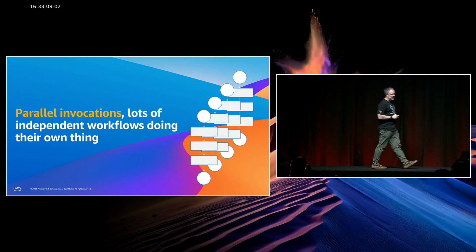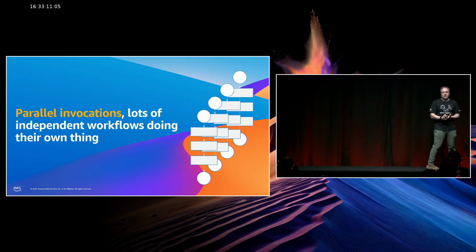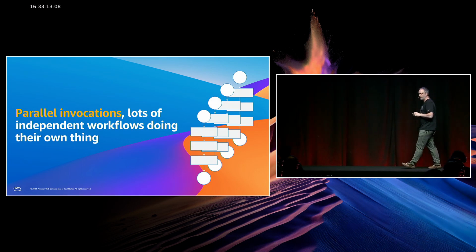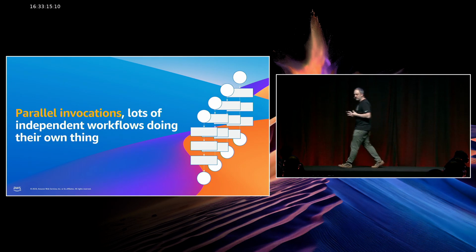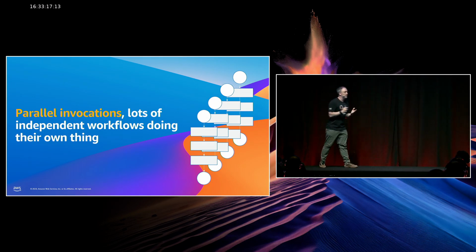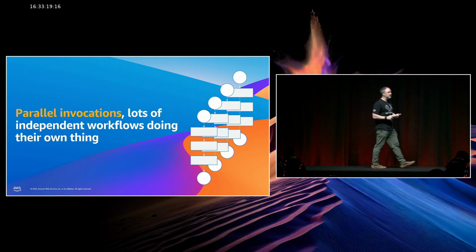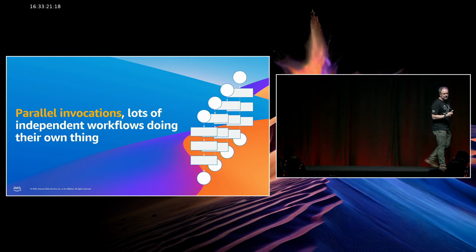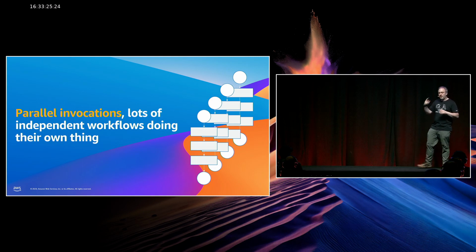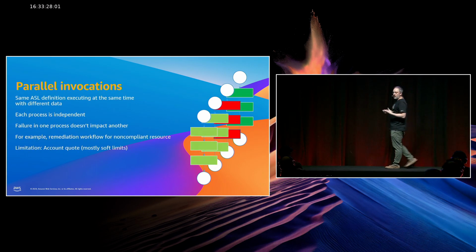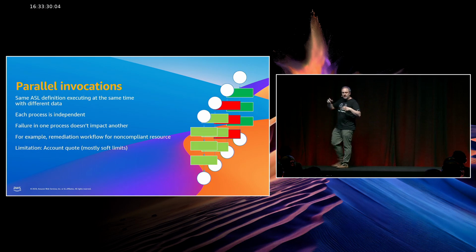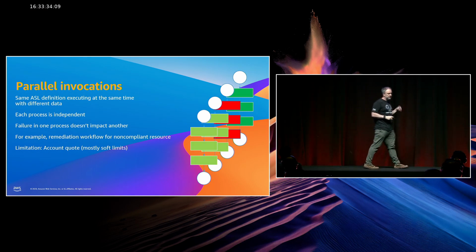Step Functions at scale. There's loads of ways of building super scalable workflows using Step Functions. I could do a whole topic on this, but I'm just going to cover what I think are the most important things, right? The first thing to know is about parallel invocations. This is the same workflow definition where you're sending different inputs to it. And the thing to know is that they're kind of single-threaded in that none of them know about each other. So if one fails, it shouldn't affect the others.